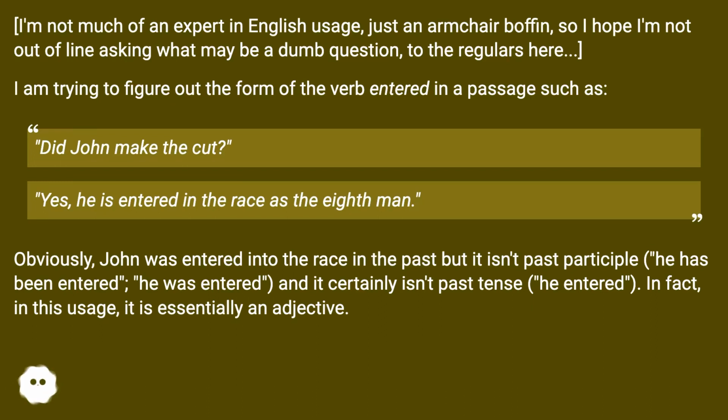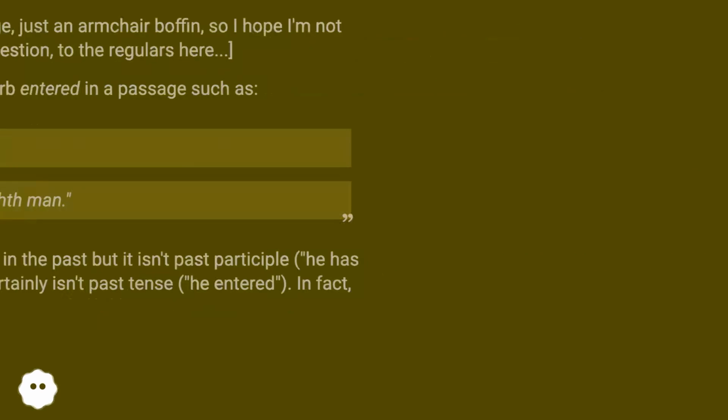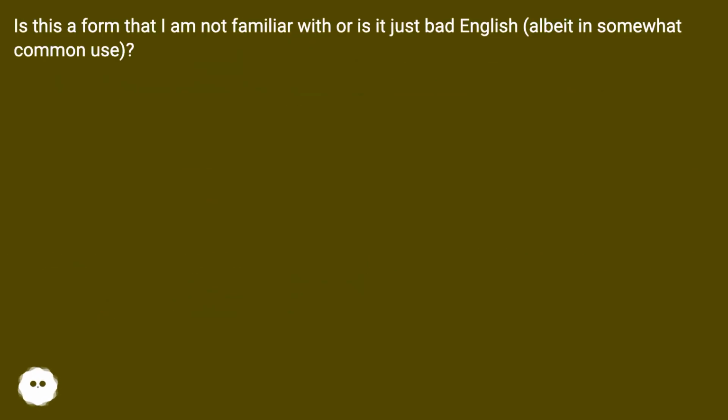Obviously, John was entered into the race in the past, but it isn't past participle, "he has been entered," "he was entered," and it certainly isn't past tense, "he entered." In fact, in this usage, it is essentially an adjective. Is this a form that I am not familiar with, or is it just bad English, albeit in somewhat common use?